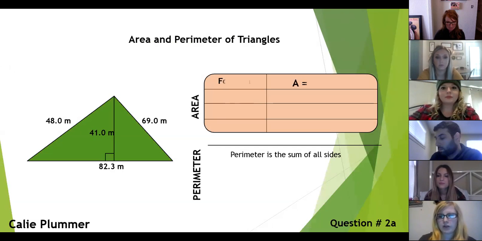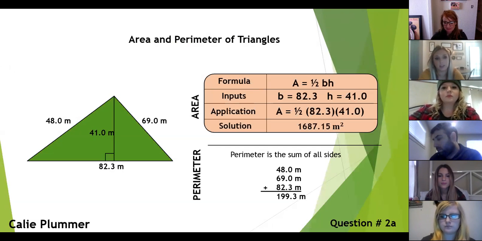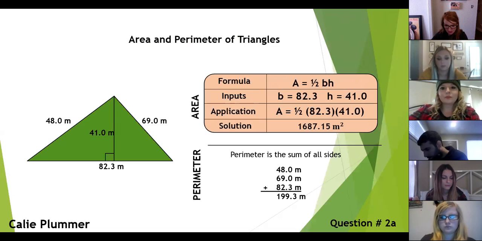Callie, question 2, part A. How is the perimeter different than the area of the triangle? Well, the perimeter of a triangle is simply just the outside measurements added together. And the area of a triangle is all the space inside the perimeter of a triangle. Good job, Callie. Thank you.